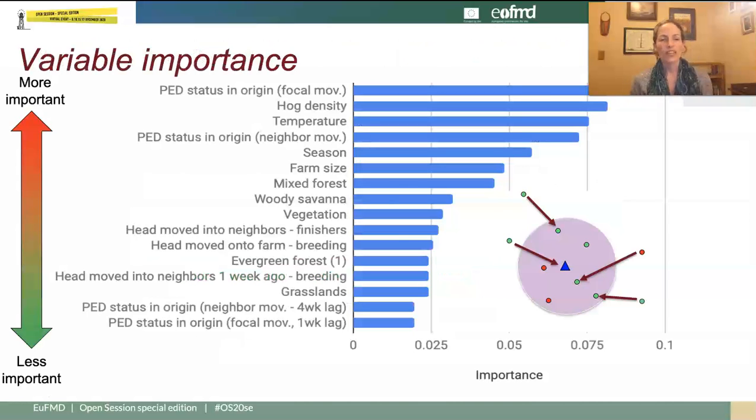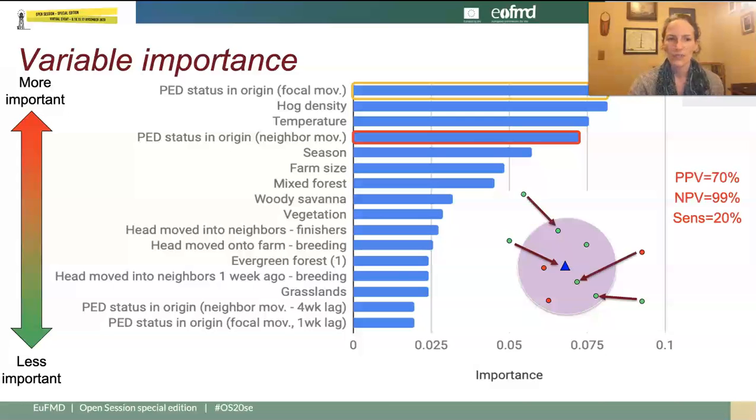One of the types of outputs that we get from this analysis is a variable importance plot, which is essentially a ranked list of how important each factor was in predicting the outcome. And what you'll notice is right at the top of our list is the PEDV status of the farm of origin of any movement that's made into the focal farm, which makes sense. If you're moving pigs from a positive site into your farm, then there's a good chance you may have an outbreak as well. But interestingly, we also find that the PEDV status of the origin farms for the movements made by neighbors was also an important predictor of outbreak risk for the sow farm, which is an interesting finding in itself.